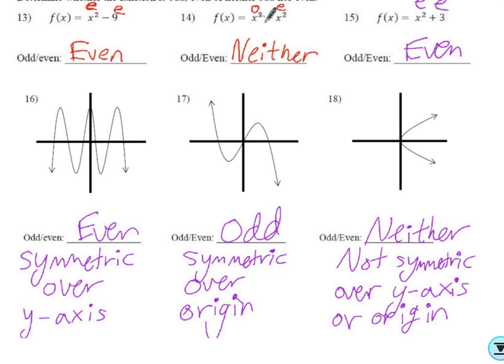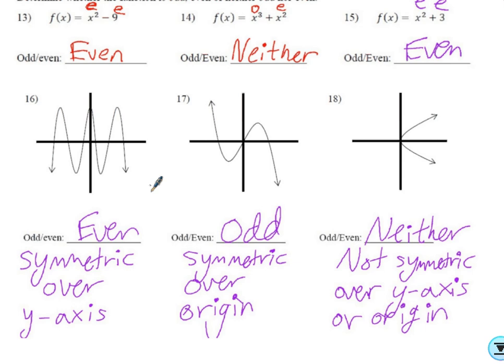Number 14, x cubed, that is x to an odd power, so that's odd, plus x squared, even. Odd and even, any combination is neither. And then number 15, similar to 13, x squared is even, and then even though the number 3 is odd, it is just a number, so that's an even function. Even and even is even.